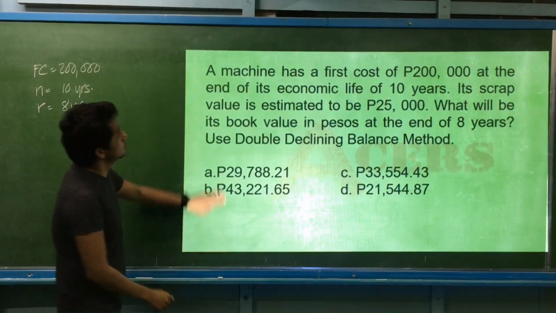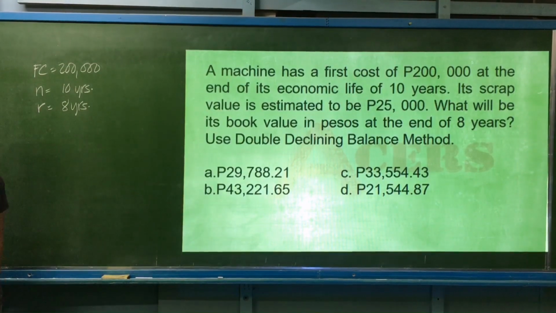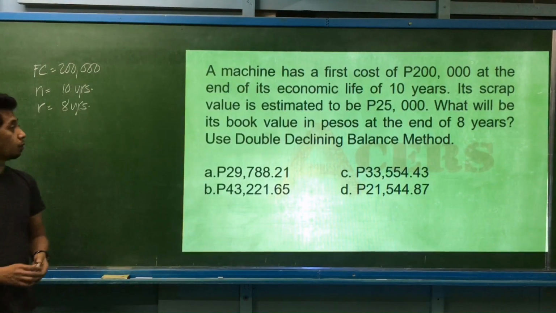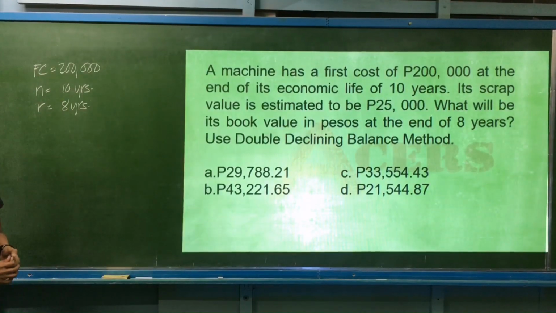Next example is the double declining balance method. A machine has a first cost of 200,000 at the end of its economic life of 10 years. Its scrap estimated value is 25,000. What will be its book value in pesos at the end of 8 years? Use the double declining balance method.